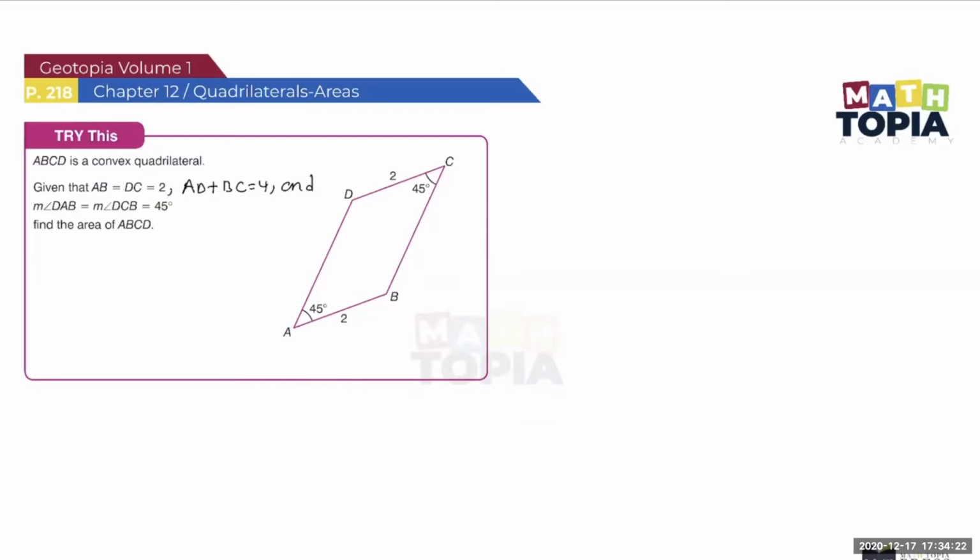Now, chapter 12, side problems, page 218. Try this problem. Okay, so we have this convex quadrilateral with these two opposite angles of 45 degrees, right? And we have that AD plus BC is 4. So I'm going to call this X and this 4 minus X.